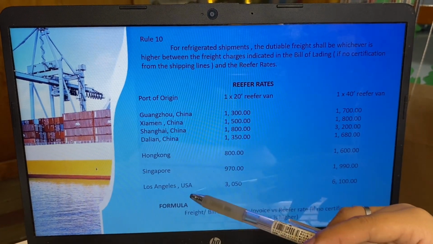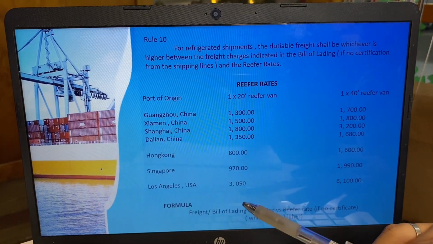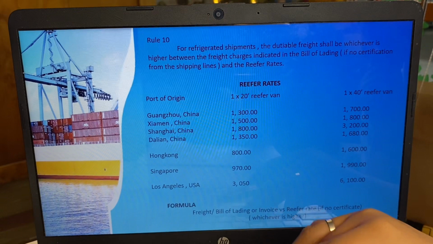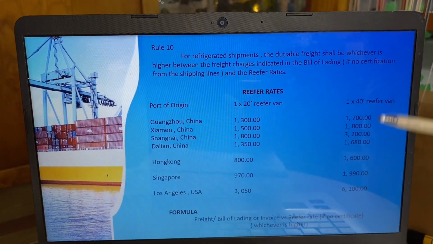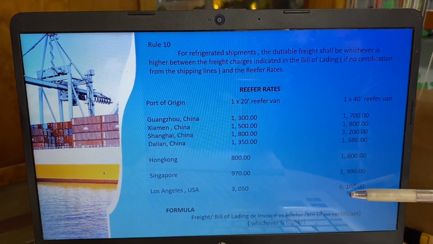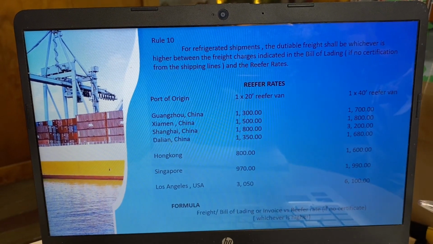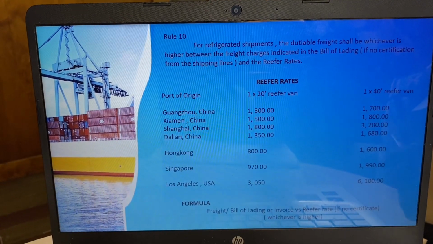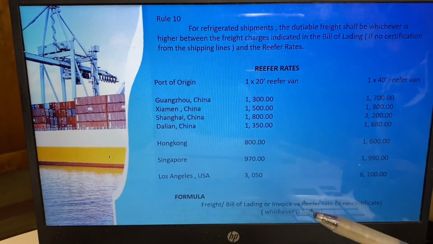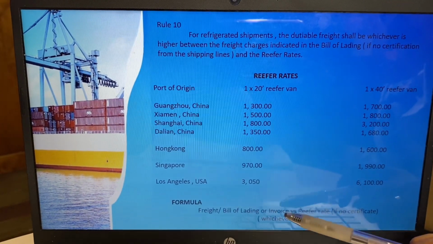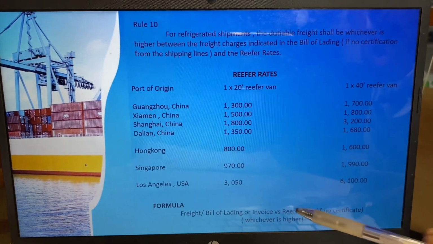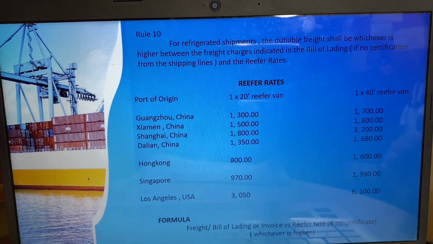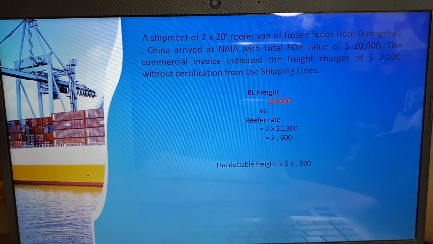If your port of origin is Los Angeles, USA, and you're using a 20-footer van, then your reefer rate would be 3,050. With a 40-footer van, your reefer rate would be 6,100. So in order to get the dutiable freight under this rule, you need to identify the freight on the bill of lading or the commercial invoice, and compare it to the reefer rate. Note that if there is no certificate, it is still whichever is higher.